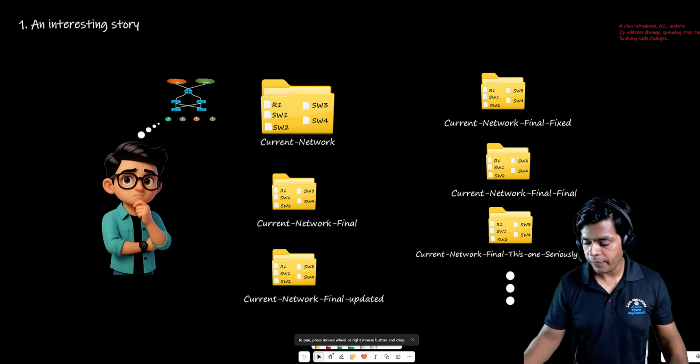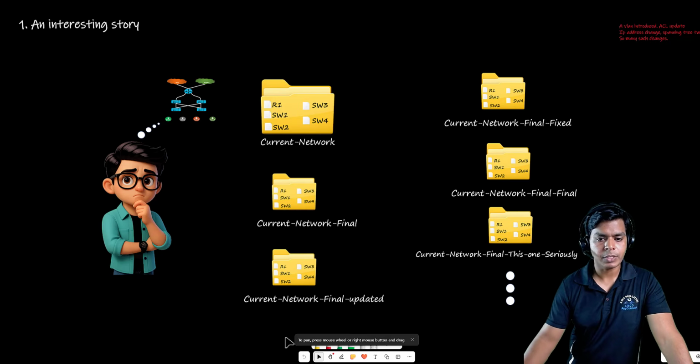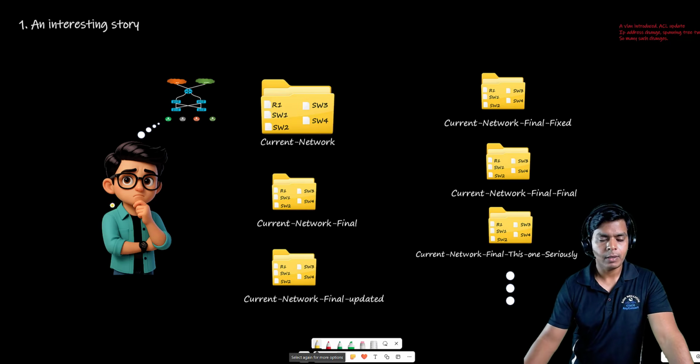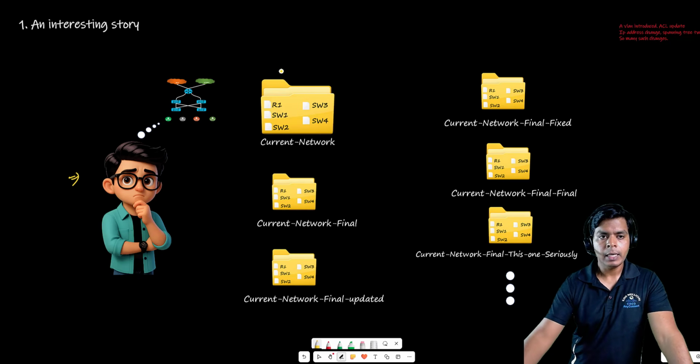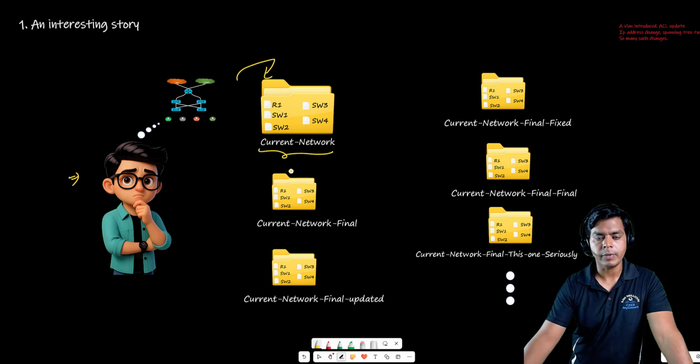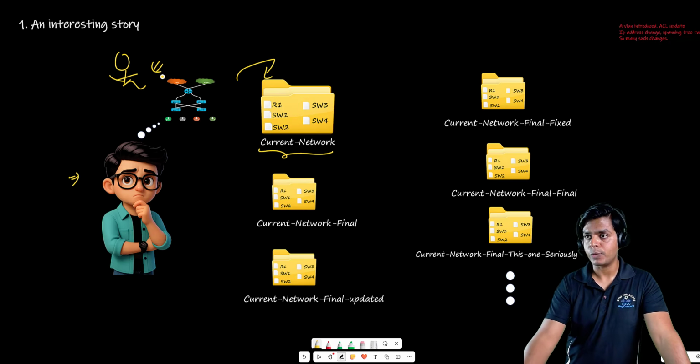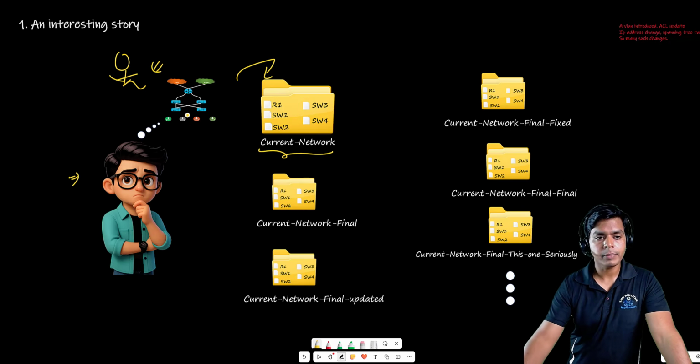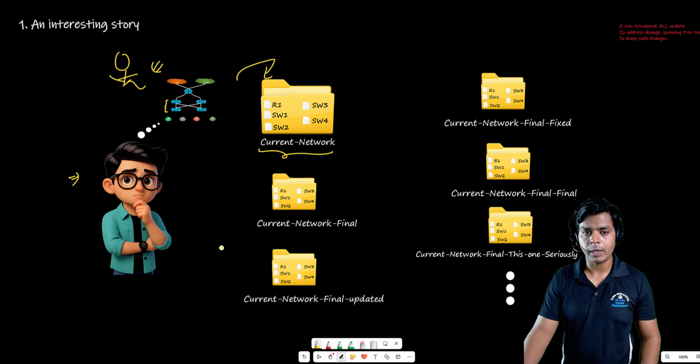You can see the face of Mr. Rahul has changed from the previous board. What is going on right now? Mr. Rahul has saved all the files in this folder and named it current network. Now, Mr. Rahul's manager came. I will introduce the manager also in today's class, don't worry. He's saying, Mr. Rahul, can you add a VLAN into the distribution switch and access switches? And Rahul is saying, absolutely, I can do that.